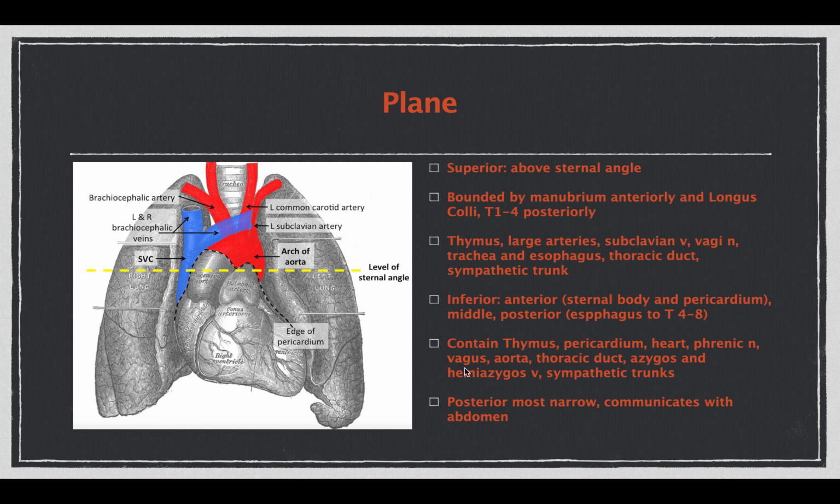And all of those contain like the thymus, pericardium, heart, phrenic nerves, the vagus, aortic vessels, along with the lymphatics. The posterior mediastinum is the most narrow, and that's the only one that communicates with the abdomen via the trachea and the esophagus.